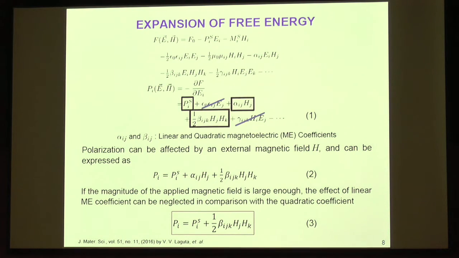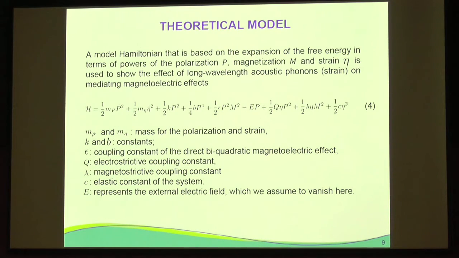But what about the role of strain here? In order to see the role of strain, we can start with an analytical model based on a Hamiltonian, which is based on the expansion of the free energy again, with respect to the power terms of polarization, magnetization, and strain. So here, as you see, we got the polarization, strain, higher powers, and then the coupling. Here we have electric field at polarization, which is assumed to vanish here, and also the coupling terms.